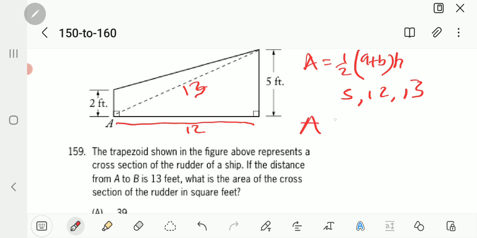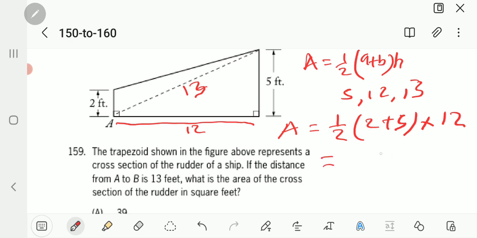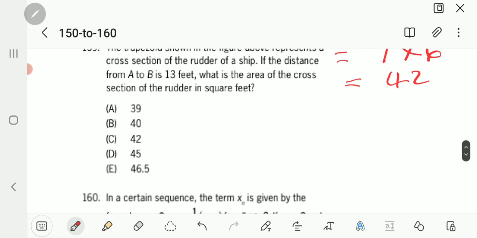Now the area equals half the two bases, that is 2 plus 5, times the height, which is 12. Two can cancel 12; 12 divided by 2 is 6. So we end up having 7 times 6, which is 42. Do we have 42 there? Yes, we do. Next one.